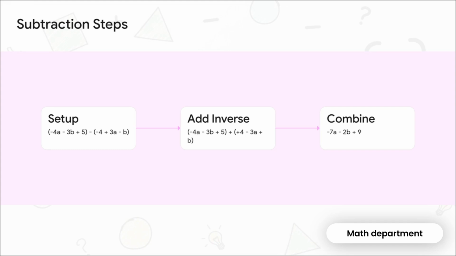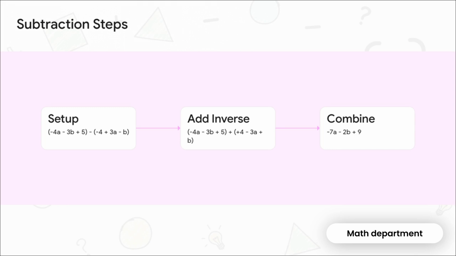Many students make a mistake in this step by forgetting to distribute the negative sign to the entire second expression. So please follow along as we carefully flip every single sign in the second group to its additive inverse. The minus 4 becomes plus 4, the plus 3a becomes minus 3a, and the minus b becomes plus b. By doing this, we're distributing the subtraction across every single term, which ensures proper mathematical balance. Now, it's just a basic addition problem.